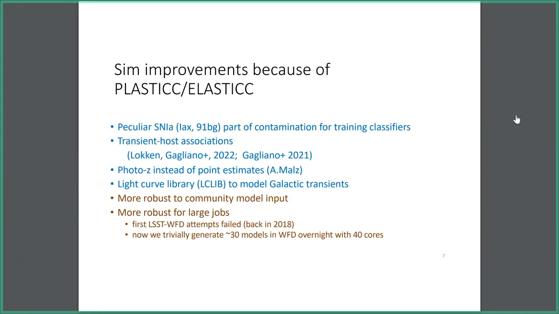We have transient host associations. You can thank Martin Loken and the organizer of this session for doing an incredible amount of work and effort to make that feasible. We now have photo-z PDFs instead of point estimates, thanks to Alex Malz and company. We also have a light curve library to model galactic transients, something that we didn't have prior to PLAsTiCC. And AGN are actually a contaminant for SN Ia cosmology, so I'm eager for the day when somebody provides a good enough AGN model to actually model that contamination.